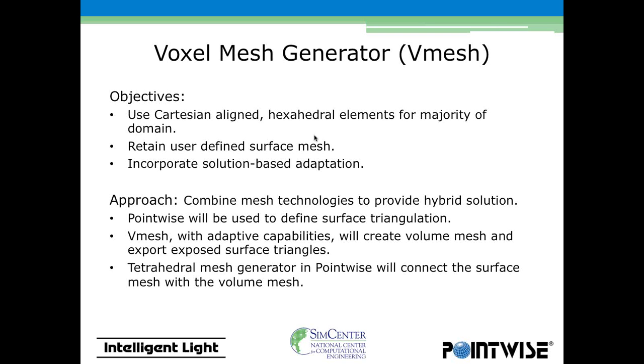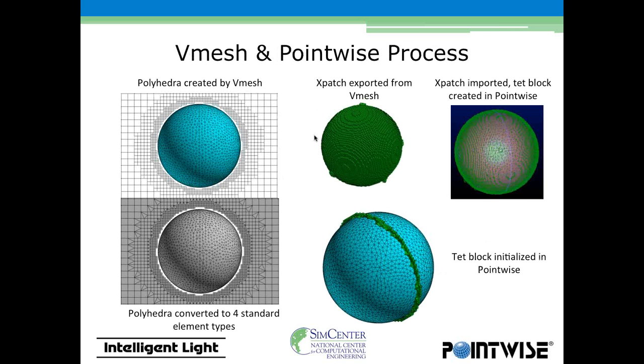Pointwise will be used to do the surface triangulation. vMesh will create the volume mesh from the Pointwise surface triangles. It will export a front that will be read back into Pointwise, and we'll use the isotropic tet mesher in Pointwise to stitch the two together. This slide shows that basic process.